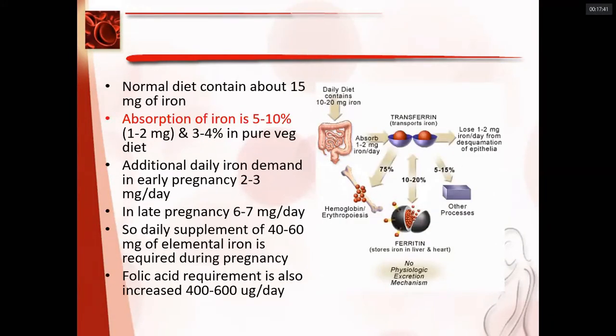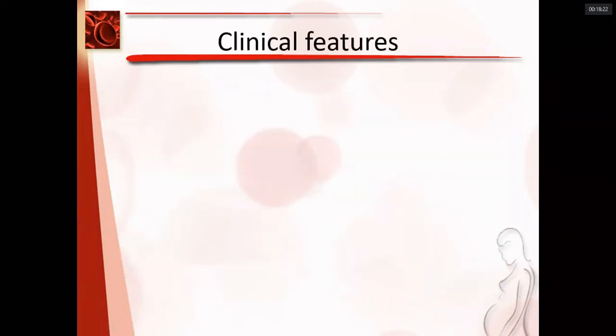So the absorption of iron is only about 5 to 10%, and even less in a pure vegetarian diet. The additional iron daily demand in early pregnancy is, as we said, 2.5 milligrams per day, and in the third trimester it is around 7 milligrams per day. So the daily supplement of around 40 to 60 milligrams of elemental iron is required during pregnancy. This is the number that you must remember: the elemental iron requirement during pregnancy per day is 40 to 60 milligrams. And the folic acid requirement is also 400 to 600 micrograms per day.